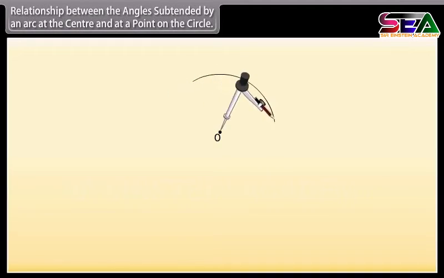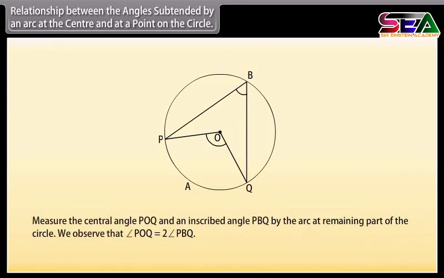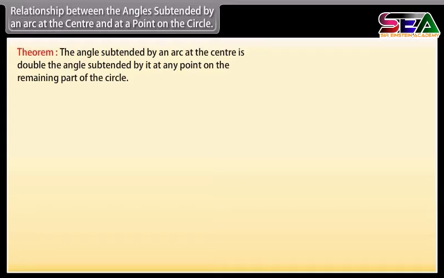Relationship between the angles subtended by an arc at the center and at a point on the circle. Draw a circle with center O. Let PAQ be an arc and B be any point on the circle. If we measure the center angle POQ and an inscribed angle PBQ by the arc at the remaining part of the circle, we observe that angle POQ is equal to 2 into angle PBQ. This activity gives us a theorem. Theorem. The angle subtended by an arc at the center is double the angle subtended by it at any point on the remaining part of the circle.